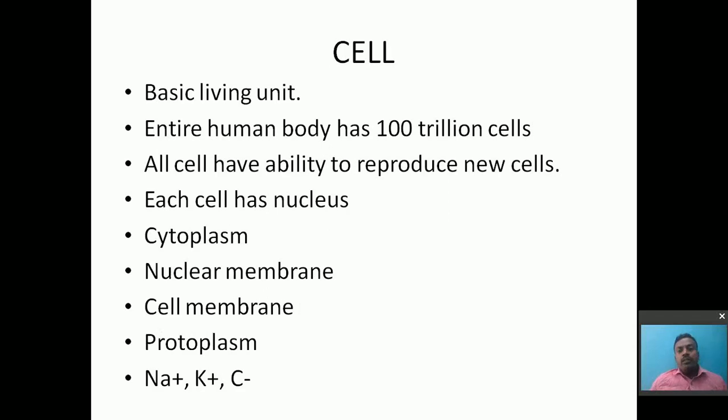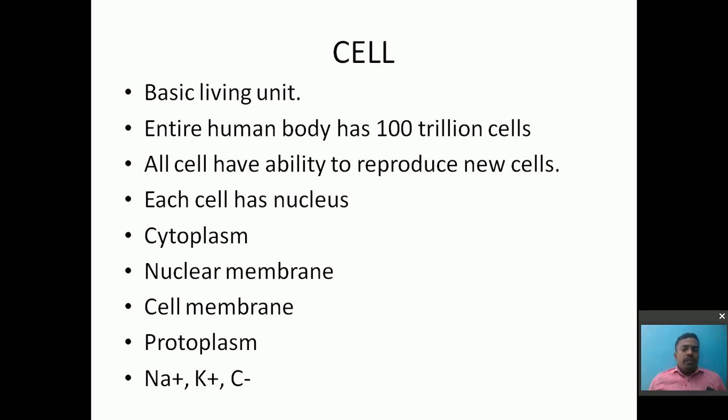Before seeing the biopotential generation, first of all you have to know some points related to the cell. What is a cell? The cell is the basic unit of everyone: humans, animals, plants, all living things. Considering the human body, we have around 100 trillion cells. All cells have the ability to reproduce new cells. It's nature.